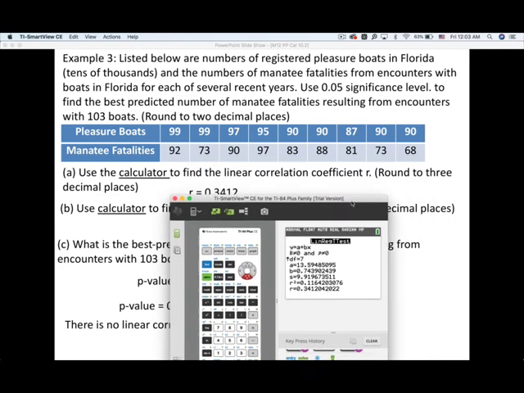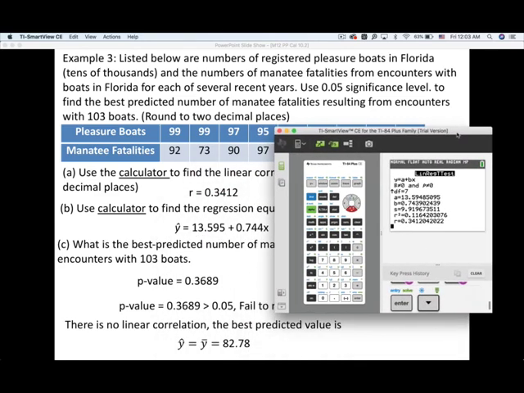So double check your work again. Your R equal to 0.3412. Regression equation: 13.595 plus 0.744. Okay, then p-value. Go up. What is your p-value? 0.3689. Okay, right? So now I know that there is no linear correlation, so we want to use the mean value of y. So what can we do?